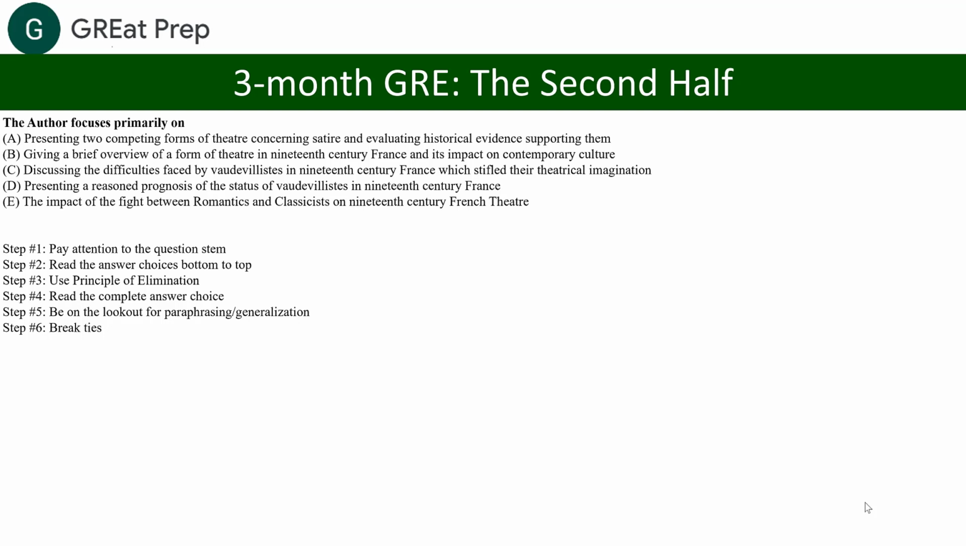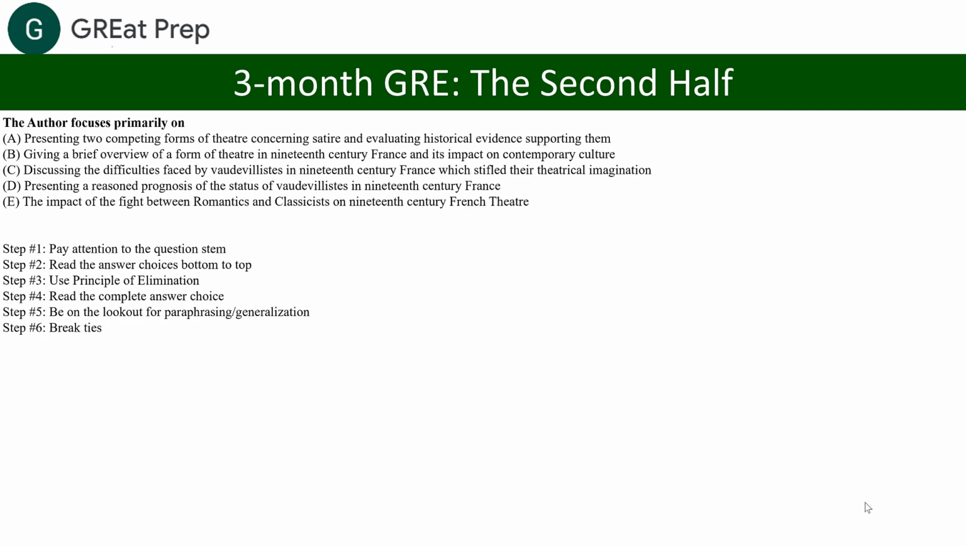Now, this is a good segue to step number 3, which is using the principle of elimination. The principle of elimination is just a way for you to organize the answer choices in your mind and to save time so that you don't forget which answer choices you have ruled out, and you can narrow down on just two answer choices which have a 50-50 chance of being right or wrong. So let's now take step 1, step 2, step 3 and work on these answer choices.